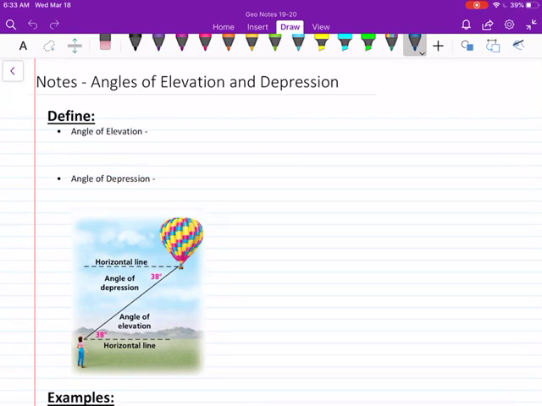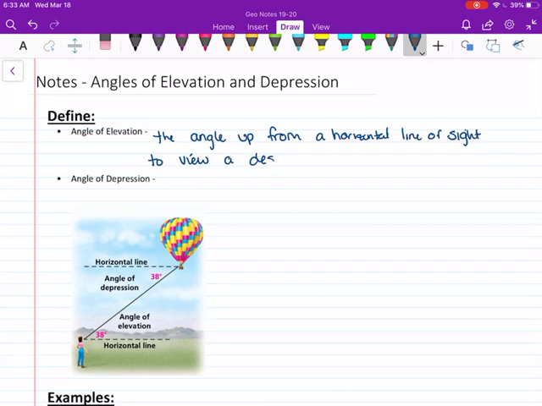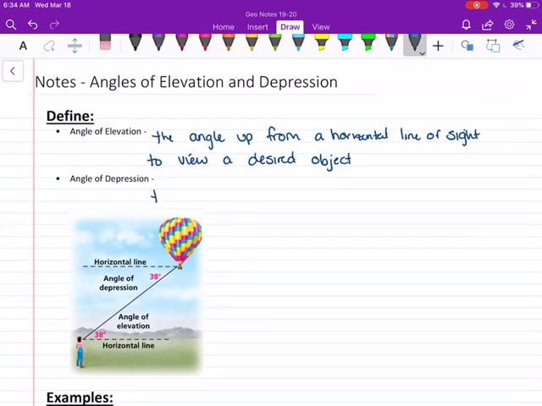So the angle of elevation is defined as the angle that goes up from a horizontal line of sight to view a desired object. So let's write that down. So angle of elevation is the angle up from a horizontal line of sight to view a desired object. And the angle of depression is the angle down from a horizontal line of sight.